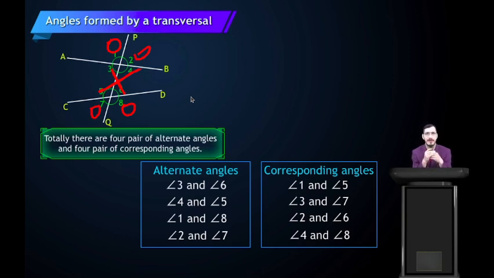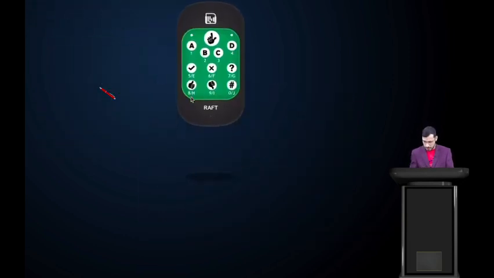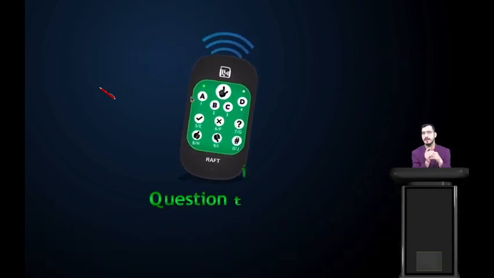Okay, and corresponding means same side of the transversal line. So angle 1 and angle 5, angle 3 and angle 7, angle 2 and angle 6, and angle 4 and angle 8 are corresponding angles. So remember always that pair of angles.